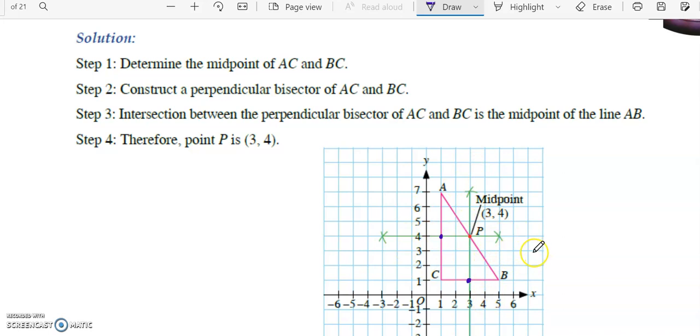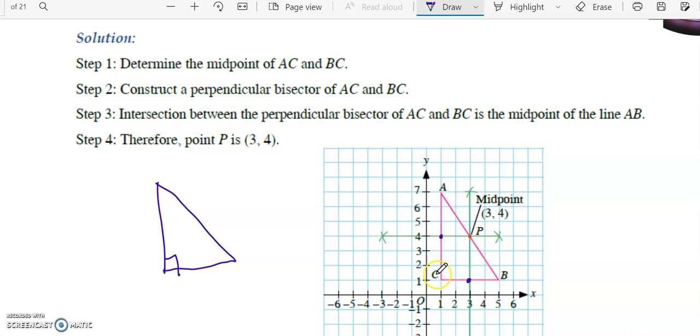Ini sebab dia atas Cartesian plane tau. Kalau dia tak ada Cartesian plane macam ni, on blank paper, tak ada grid lines, so you susah lah nak tentukan betul-betul jarak tengah. Jadi yang tu memang you kena lukis perpendicular bisector by using the compasses.